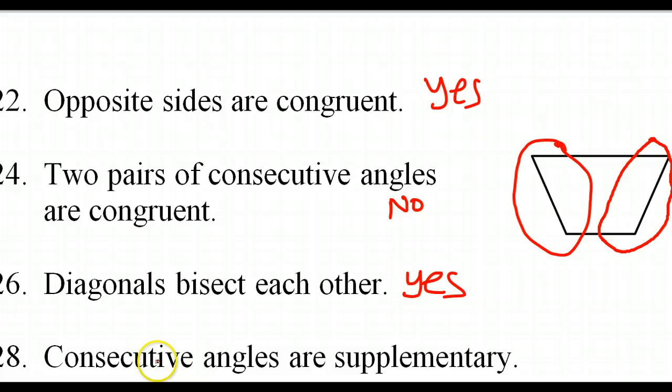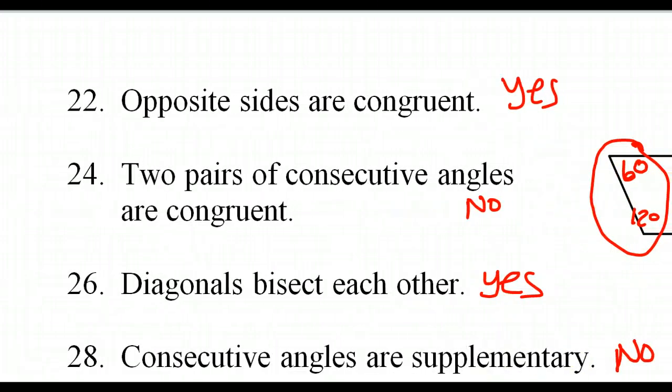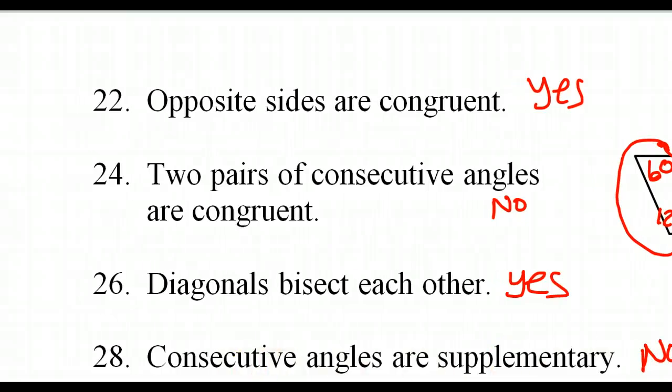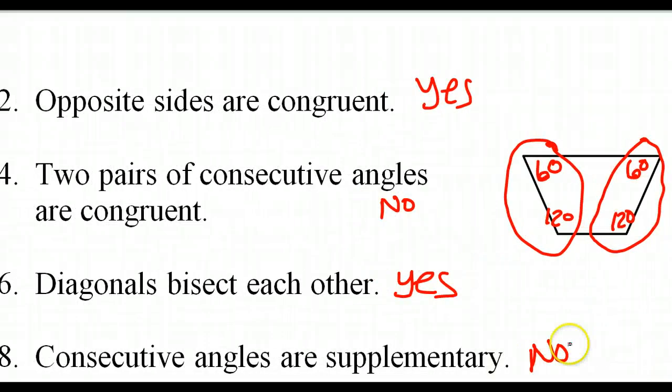Okay, so since it doesn't say all consecutive angles are supplementary, I'm going to go ahead and say no, because they probably mean like this is 60, this is 120. I've got consecutive angles that are supplementary. That does not make this a parallelogram. It could be a trapezoid. All right, so if that's what they mean, that would be a no. On a test, I'll have to make that more clear. All right, that's the end of this last little part of the lesson.